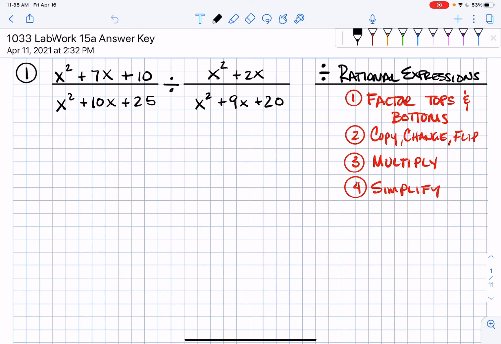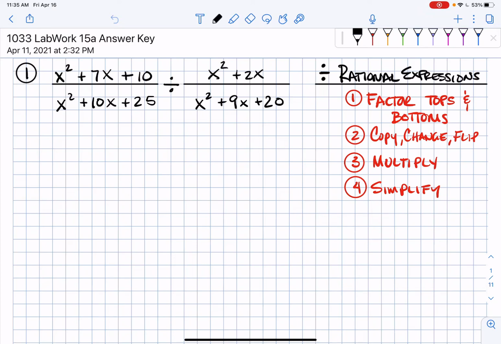All right, so today we're talking about LabWork 15A. Let's get started. This is dividing rational expressions, meaning dividing fractions. You all know how to divide fractions, which you typically say is copy, change, flip, which it is. So let's talk about what we need to do first with these polynomials though.